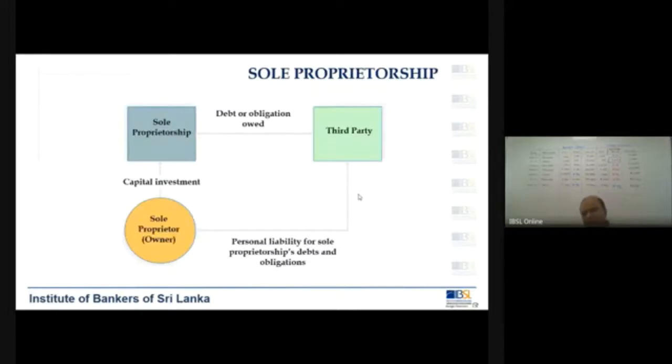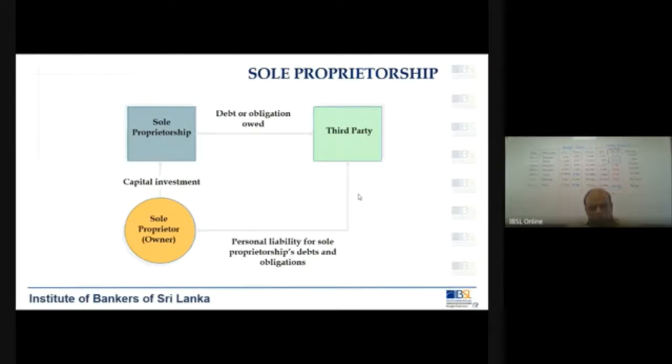Now look at the diagram, which is a simple arrangement of a sole proprietorship. The sole proprietorship is the first square that you see, and the sole proprietor is the person who is going to run and manage this business. Now what does he need to do? He needs to go and invest money. That is called the capital investment. If I want to start up a business, I will have to initially put in money. That is my capital investment.